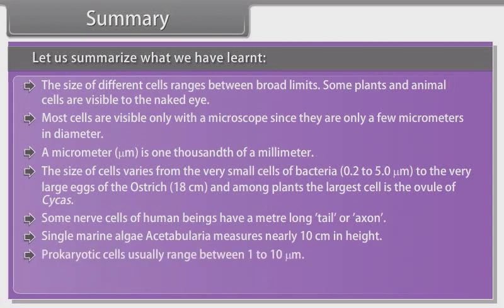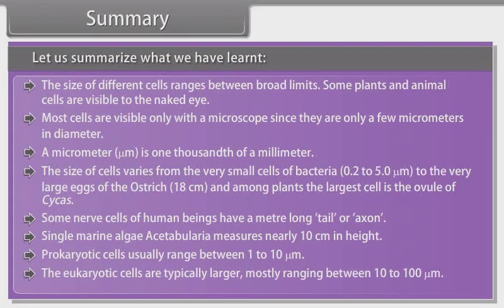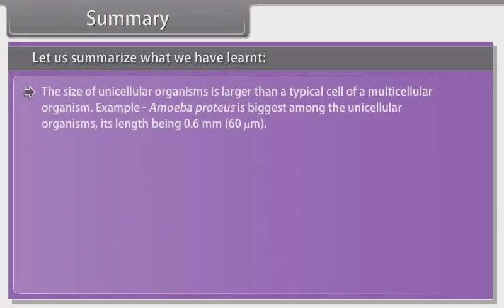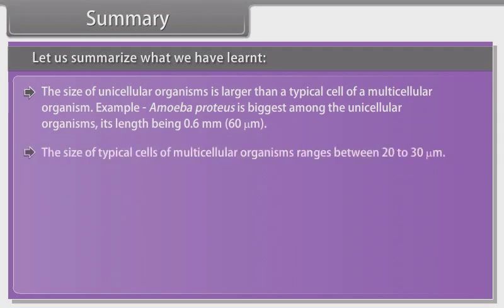Prokaryotic cells usually range between 1 to 10 micrometer. The eukaryotic cells are typically larger, mostly ranging between 10 to 100 micrometer. The size of unicellular organisms is larger than a typical cell of a multicellular organism. Example, Amoeba proteus is biggest among the unicellular organisms, its length being 0.6 millimeter, that is 60 micrometer. The size of typical cells of multicellular organisms ranges between 20 to 30 micrometer.